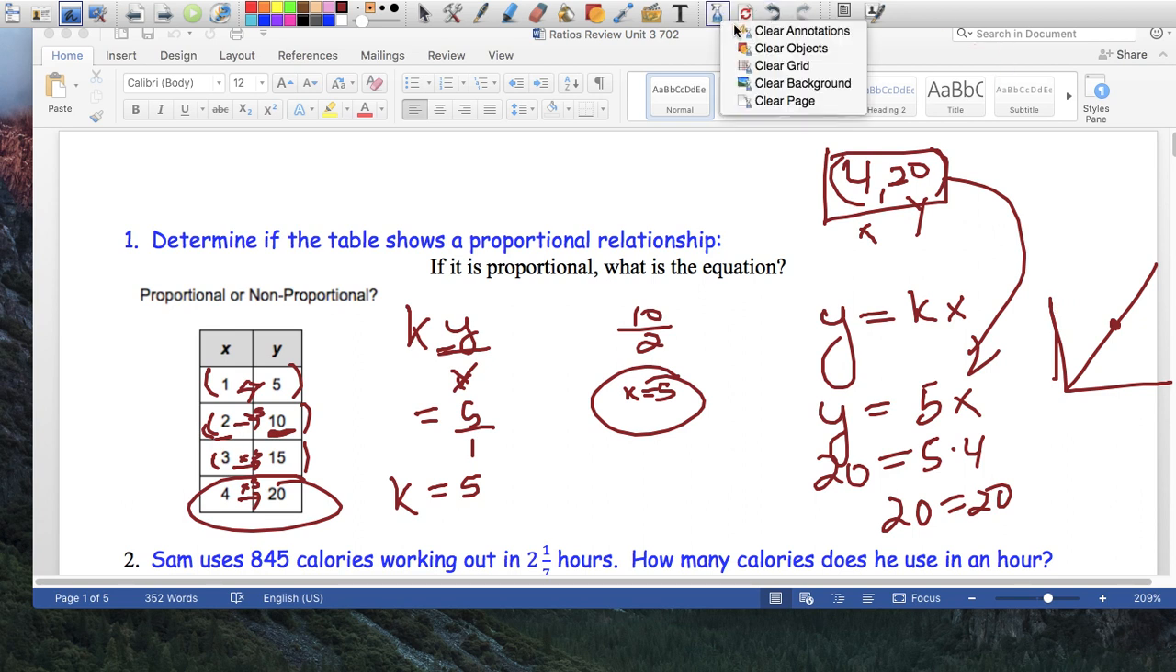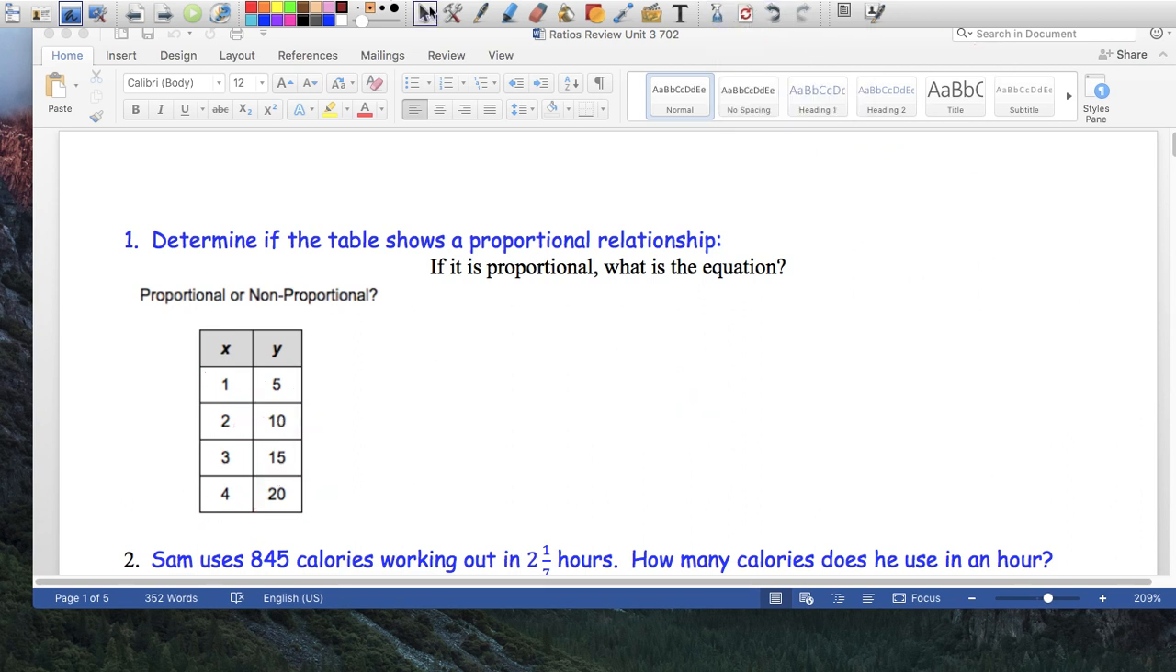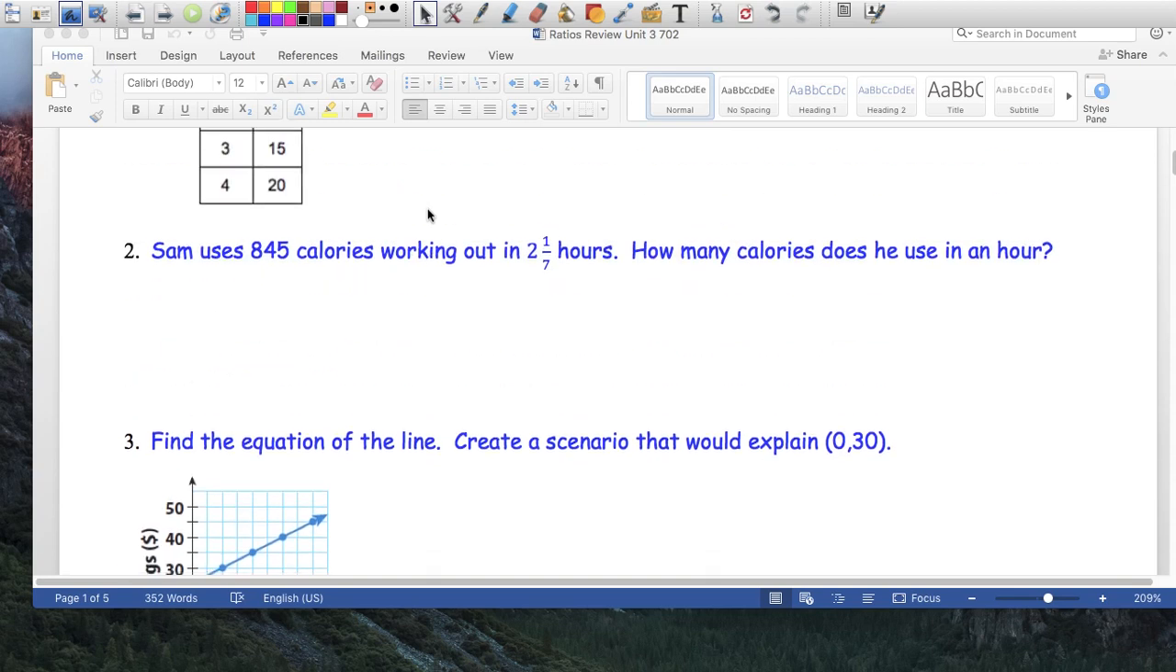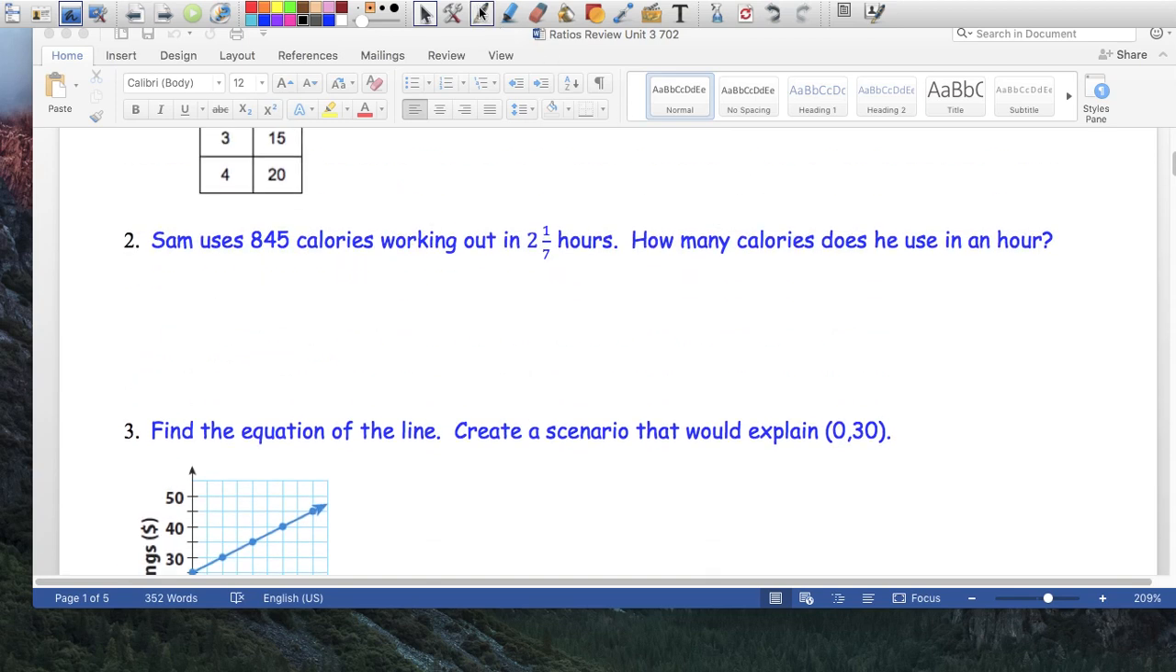Okay, so a lot of different ways you can do it. Okay. Sam uses 845 calories in 2 1/7 hours. How many calories does he use in 1 hour? I forgot to bring my calculator. Okay, so I would write it like this, 845 calories over 2 1/7 of an hour. So how much does he use in an hour? Well, we want the unit rate. And I would change this 2 1/7 to 7 times 2 is 14, 15 over 2, right?